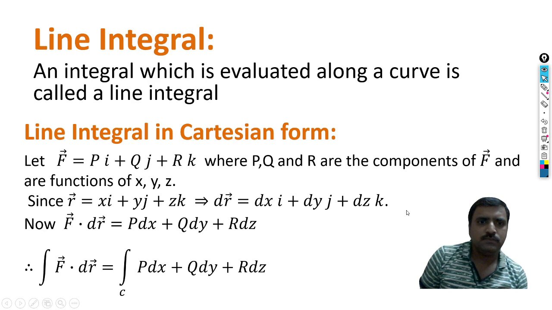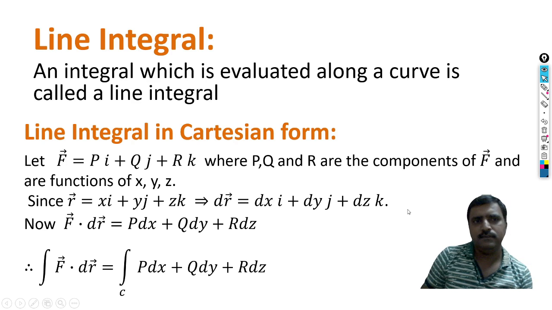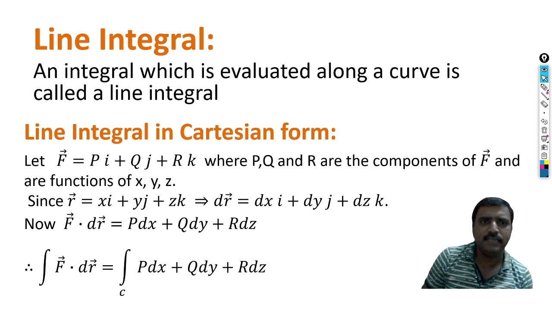It's like that. So let's come to the point. What is the line integral? An integral that is evaluated along a curve is called a line integral. So how do we take the line integral when the given curve is in Cartesian form? Suppose F is the curve in Cartesian form. That means P, Q, R, the coefficients of i, j, k, are functions of x, y, z. Then we say it is a Cartesian curve. So how do we take the line integral when it is a Cartesian curve?